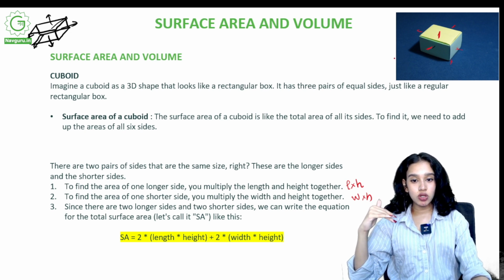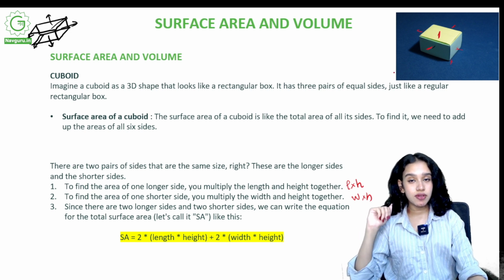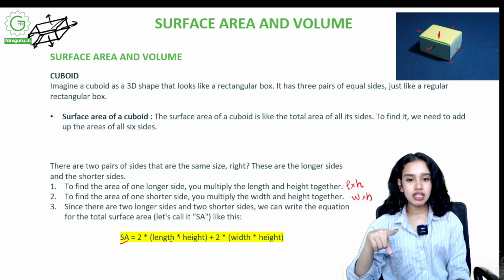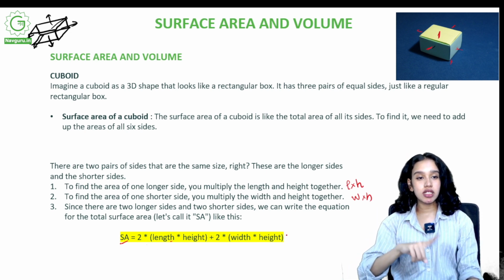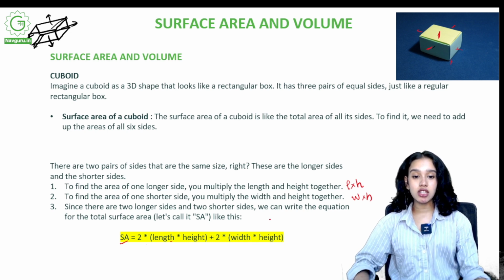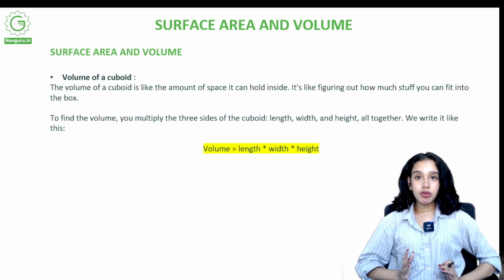Since there are 2 longer sides and 2 shorter sides, we can write the equation of the total surface area. Let's call it surface area SA, right? SA equals 2 times length into height plus 2 times width into height. So, we found the area of a cuboid to be 2 times length into height plus 2 times width into height. Now, let's move on to the volume of a cuboid.